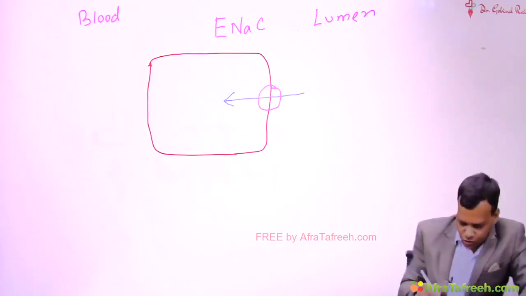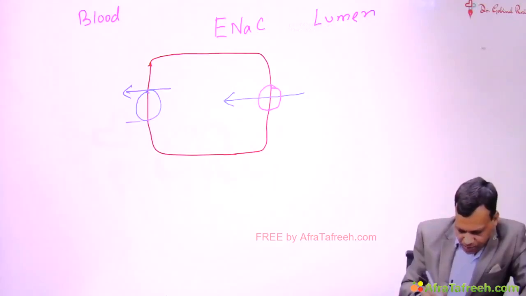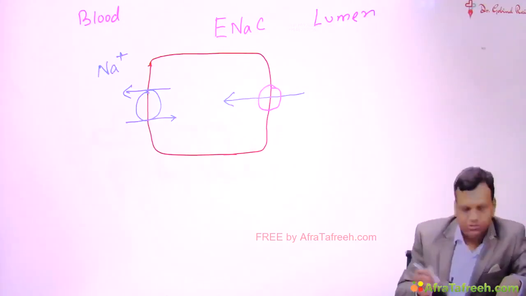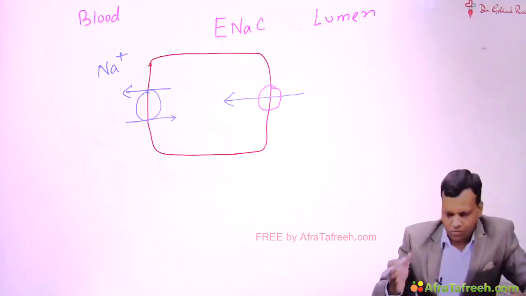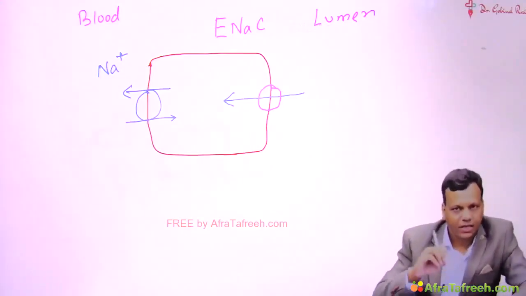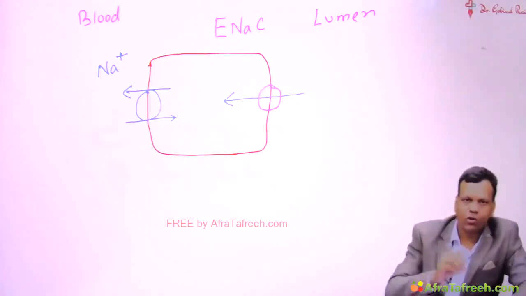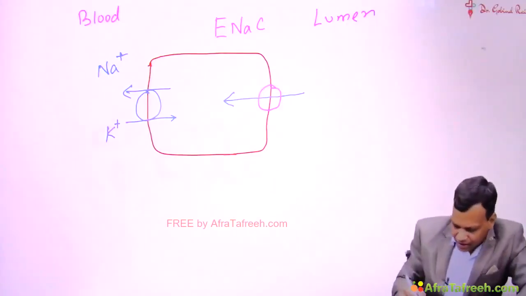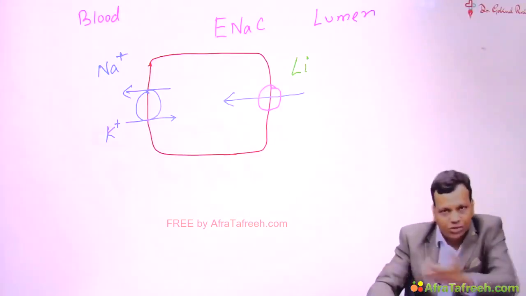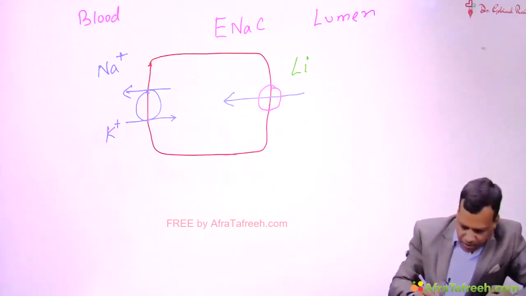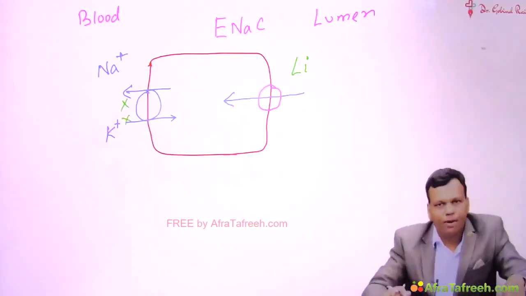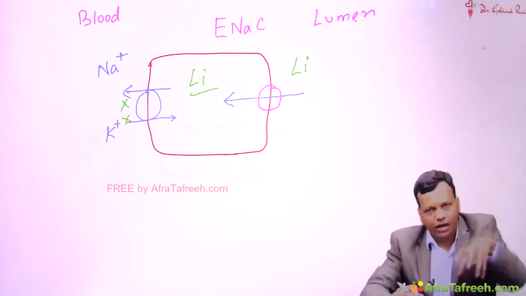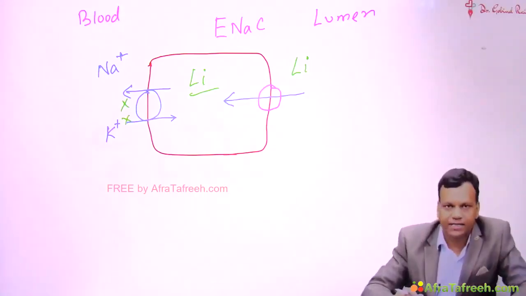Through this channel normally sodium enters. After the entry of sodium, another pump is present on the basolateral membrane, which is the sodium potassium pump. Through this pump, sodium comes into the blood. So this is how sodium goes from the lumen through the epithelial sodium channel into the cell, and then from the epithelial cell into the blood via the sodium potassium pump. Now lithium can enter through the same channel. But lithium cannot go out through the sodium potassium pump. So lithium enters the epithelial cell but cannot leave. So lithium accumulates in the collecting duct cells.